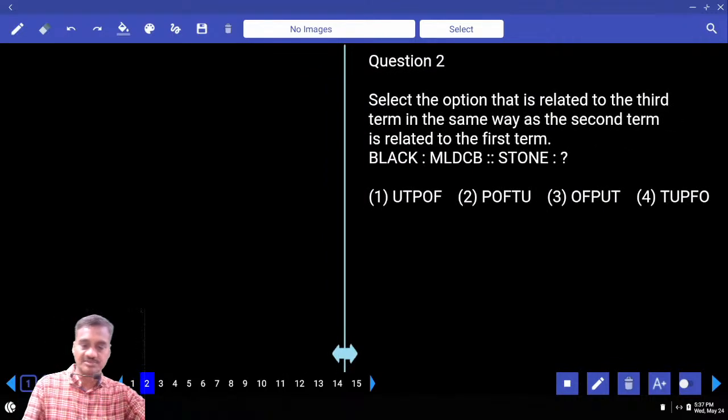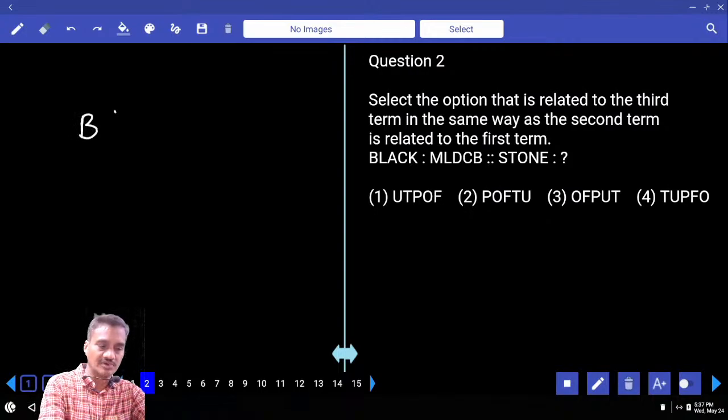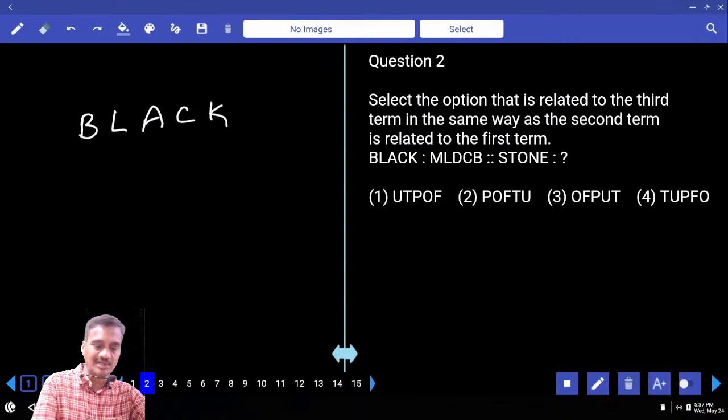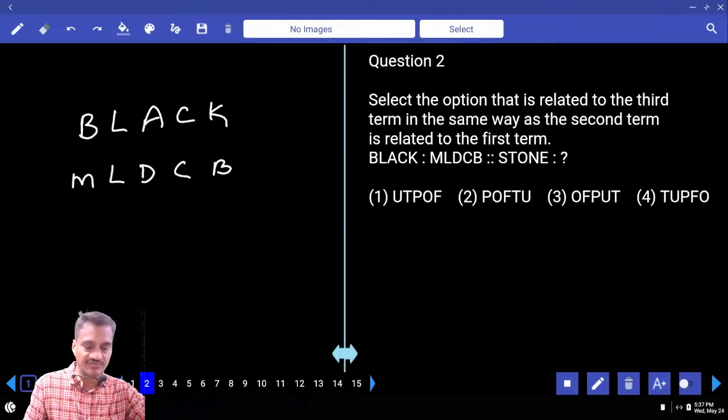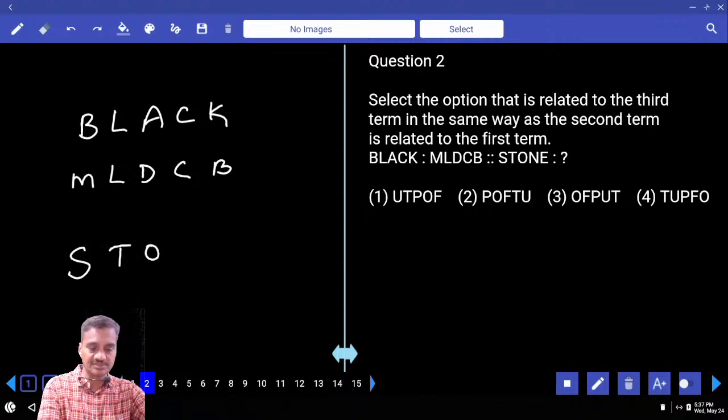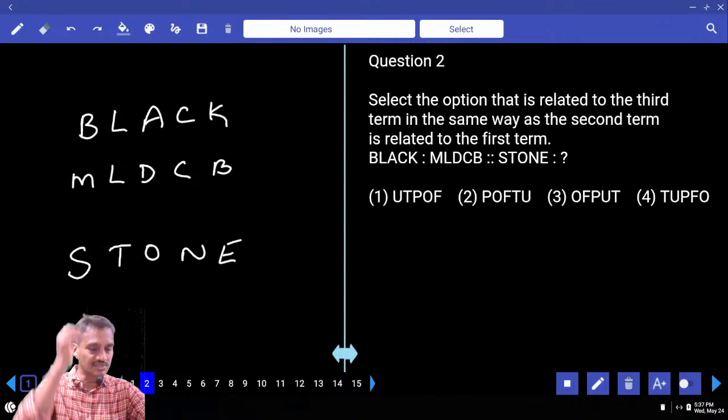Then coming to question number 2. Now the word is black, B-L-A-C-K, and the code is MLDCB. ML, D, C and B. In the same way, how is this word stone written? What is your answer here?